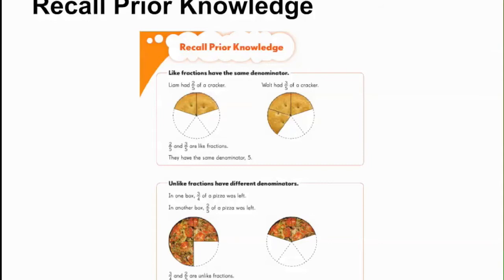Next is the Recall Prior Knowledge section. This component allows teachers to perform a quick check to assess children's readiness to proceed. If you notice, the Recall Prior Knowledge section here focuses on like fractions having the same denominator and unlike fractions having different denominators. These 2 skills and several others will be seen in the Recall Prior Knowledge section and will be applied throughout Chapter 3.